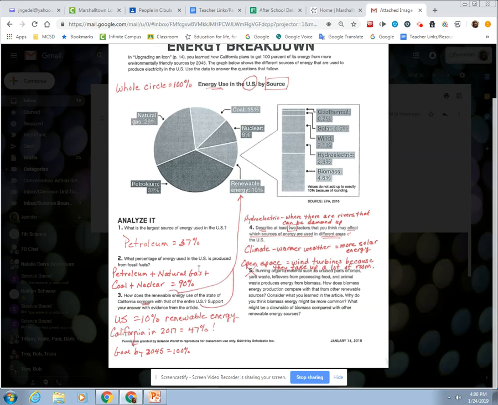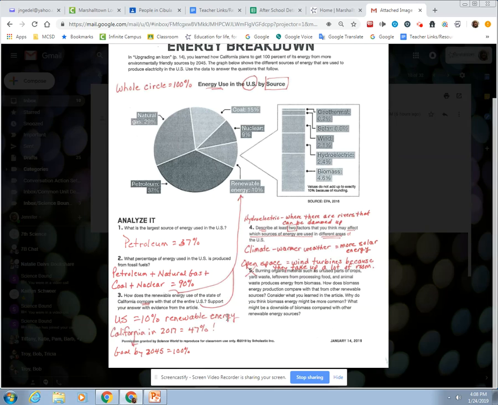All right. This next one says, how does the renewable energy use of the state of California compare with that of the entire U.S.? Support your answer with evidence from the article. Well, if you look up here, the title of the chart is Energy Use in the U.S. So the United States uses only about 10% of its energy from renewable resources, right? Things that we are not going to run out of. So the U.S. has 10% renewable energy.